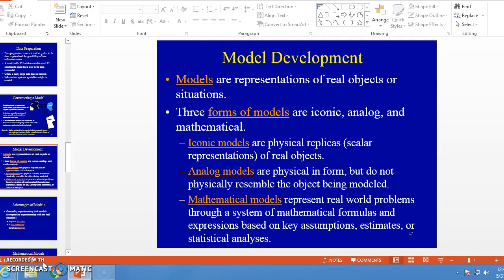The next one is model development. Models are representations of real objects or situations. Three forms of models are iconic, analog, and mathematical. Iconic models are physical replicas of real objects. Analog models are physical in form but do not physically resemble the object being modeled. The next one is mathematical models, which represent real world problems through a system of mathematical formulas and expressions based on key assumptions, estimates, or statistical analysis.